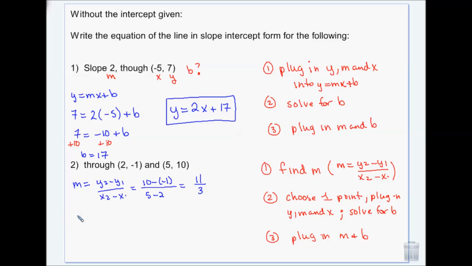So I'm going to plug these into y equals mx plus b. And I'm just going to pick this point because they're both positive. They really don't have a better reason. So I'm going to do 10 is equal to 11 thirds times 5 plus b. And so now maybe I should have picked the other one. Oh, anyway. 10 is equal to 55 thirds plus b.